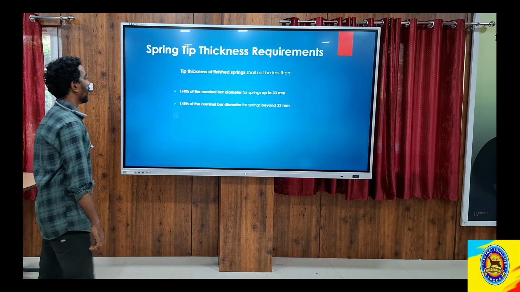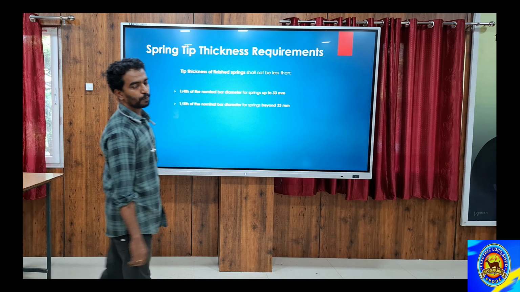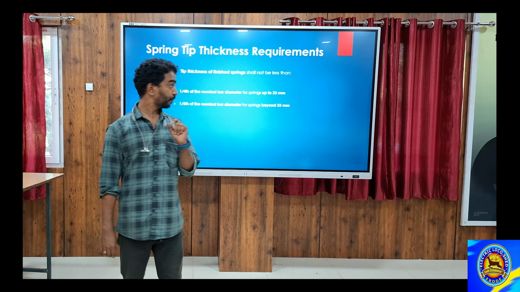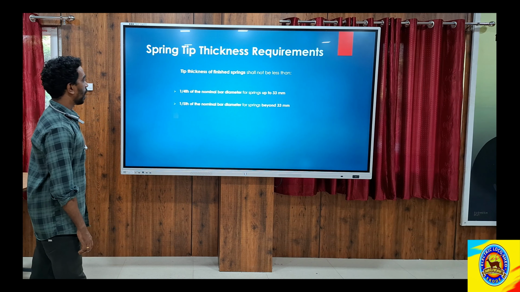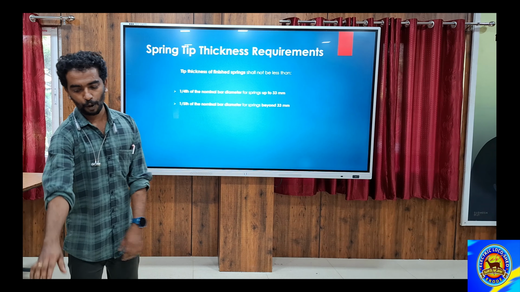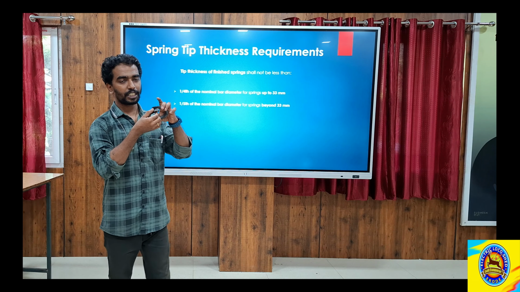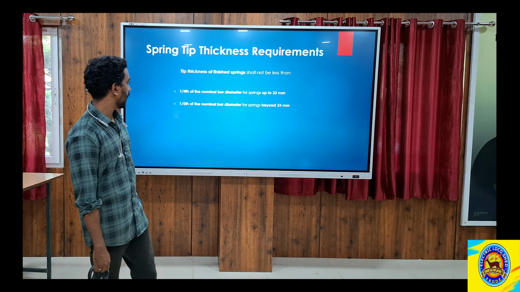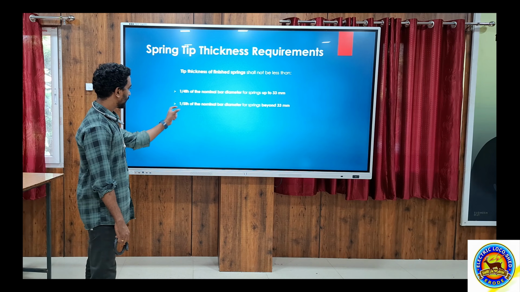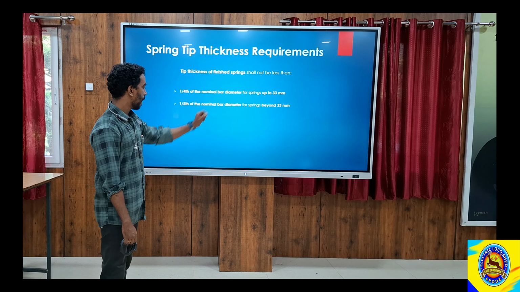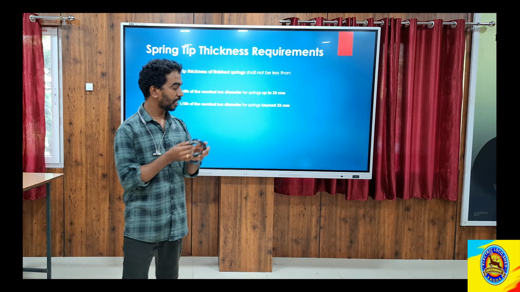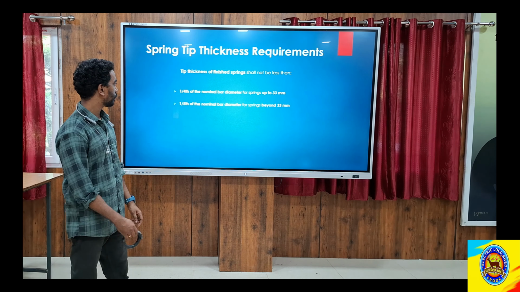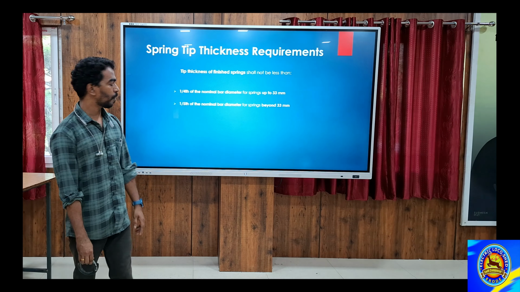Next, tip thickness requirement. How should the spring tip thickness be? There are two conditions. One is if the bar dia is above 33 mm. This is the bar dia. If the bar dia is above 33 mm, the thickness of the tip should be 1 by 5th of the bar dia. If the bar dia is below 33 mm, the thickness of the tip should be 1 by 4th of its nominal bar dia.